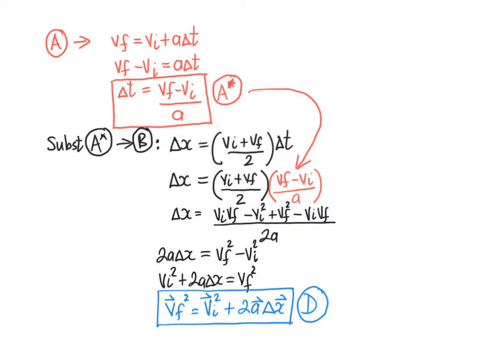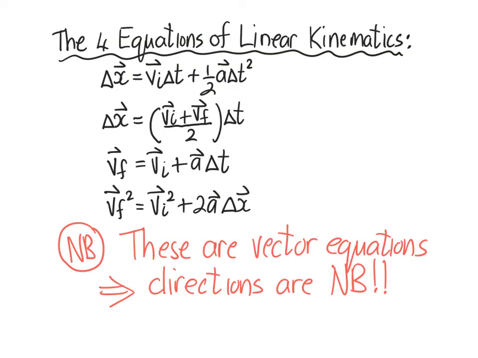And it's very important that we view A and delta x as vectors taking the signs which represent their directions into consideration, because when we multiply these two together, the sign that comes out is critically important. So if this is negative and this is positive, then a negative times a positive gives us a negative. So now we have the four equations of linear kinematics.